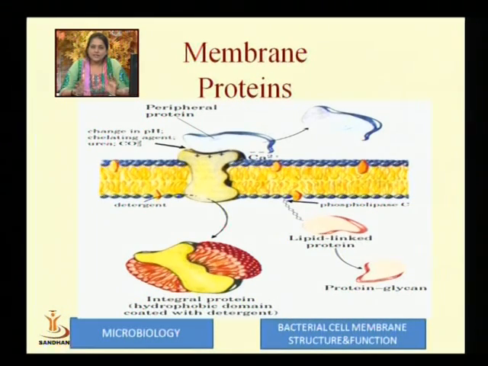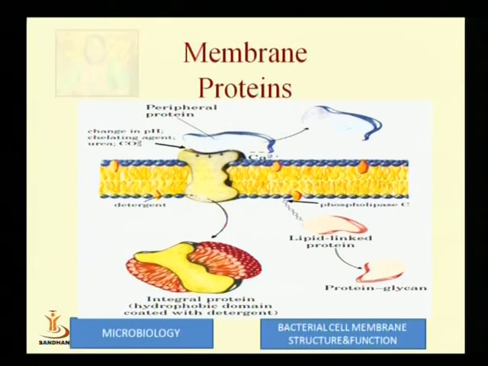Now the important proteins are integral protein, peripheral protein and amphitropic protein. Integral proteins are associated very firmly with the lipid bilayer, and the peripheral proteins are attached to the cell membrane surface by electrostatic interaction as well as hydrogen bonding. And the third, amphitropic proteins, are found both in the cytosol as well as in association with the membrane.